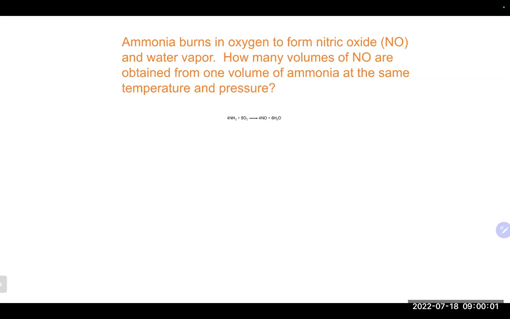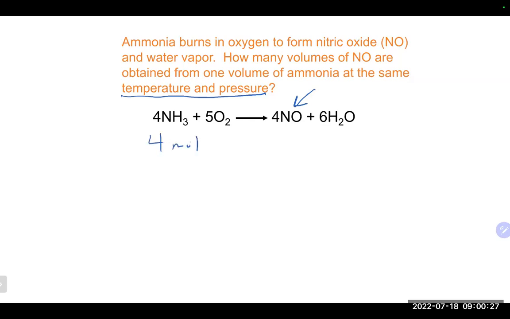So if we look at this, we have: ammonia burns in oxygen to form nitric oxide, how many volumes of NO are obtained from one volume of ammonia at the same temperature and pressure? So this is the key here. We have constant temperature and pressure in this situation, and we're interested in how much NO is here. So from the equation, we could do a mole to mole relationship. We could see that 4 moles of NH3 gives us 4 moles of NO. So that's our mole to mole relationship. But in order to use that, we would need some more information, which we don't have.